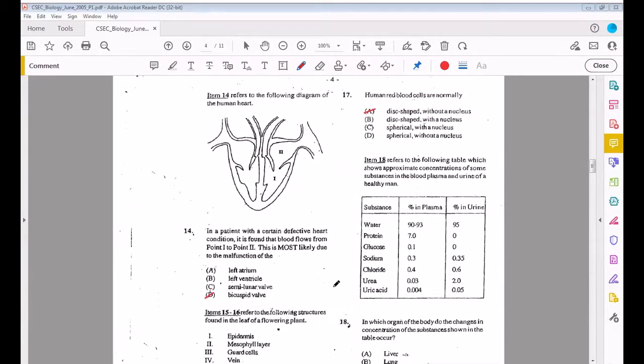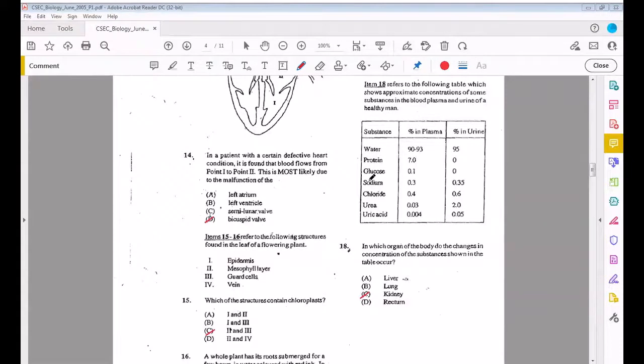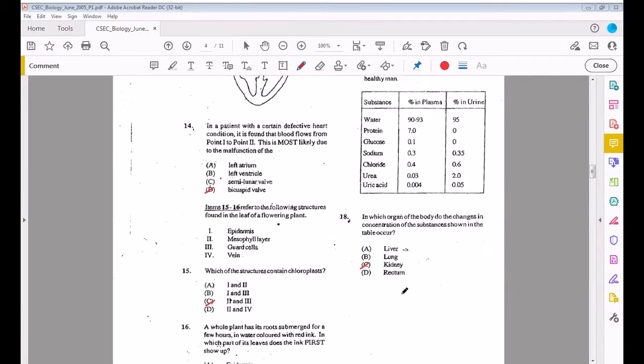17. Human red blood cells are normally A, disc-shaped without a nucleus. Item 18 refers to the following table here. So we met this table already, and they were asking which one was not correct based on the information here. So they have the same table but just a different question. So in which organ of the body does the changes in concentration of the substances shown in the table occur? That would be C, in the kidneys.